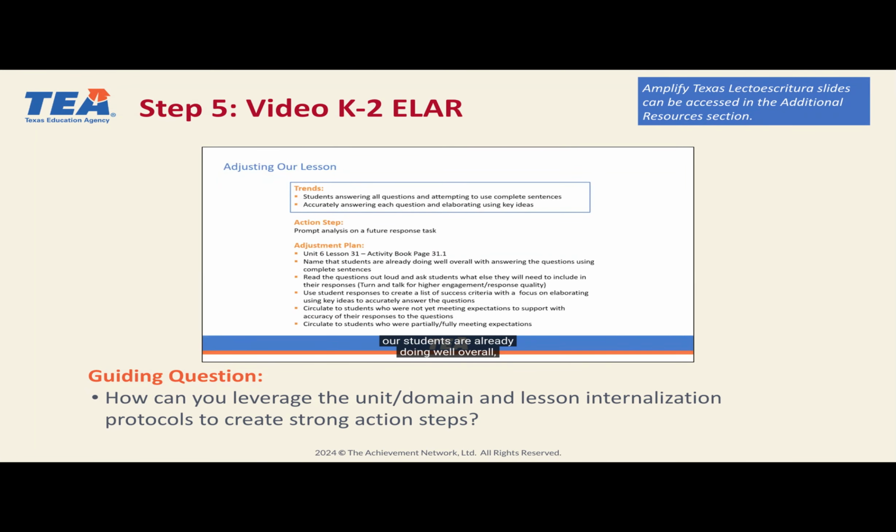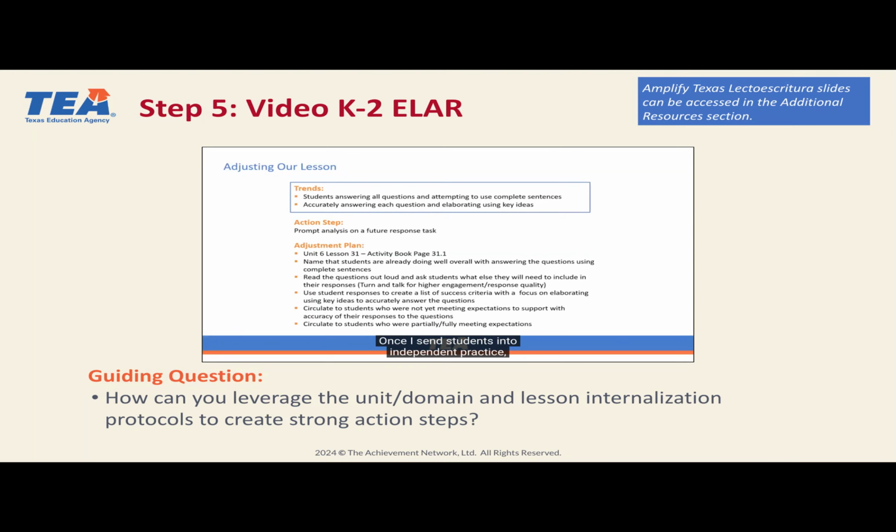First, I want to name that our students are already doing well overall in answering each question and attempting to use complete sentences. I know that this is happening at different levels for different students, but that will be addressed separately. I'll have the students read each question out loud and then ask them to do a turn and talk about what else they will need to include in their responses. I will use their responses to create a list on the board of success criteria for each question that they can refer to while they write their responses.